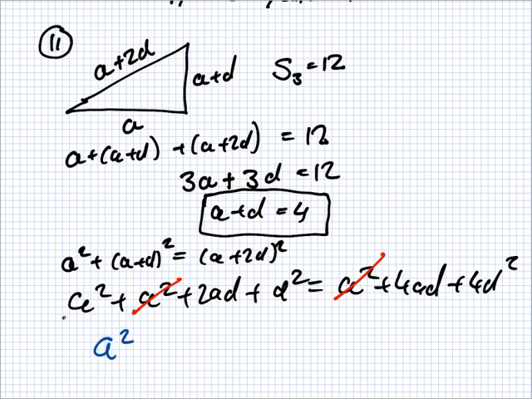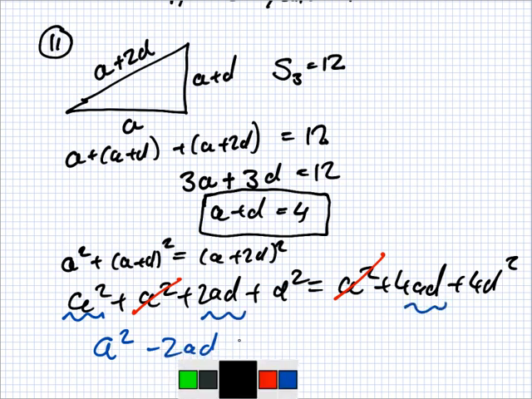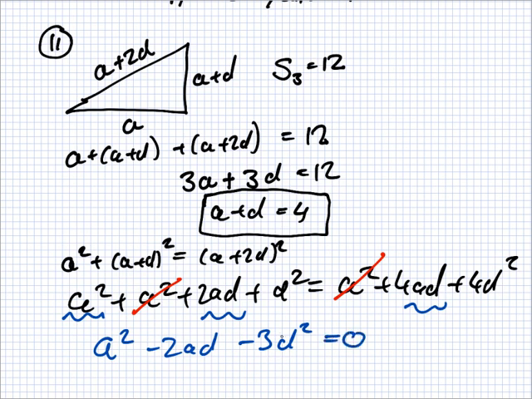Okay, so that's done. How many ads do I have? Minus 2ad, isn't it? And d squared? Minus 3d squared. And that should equal 0. Okay.